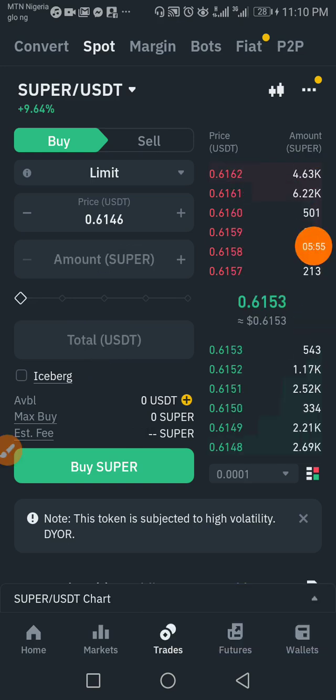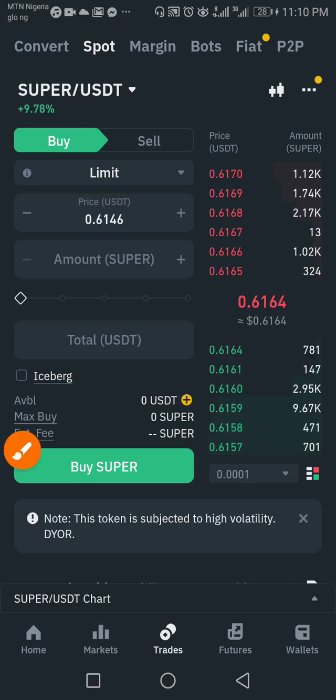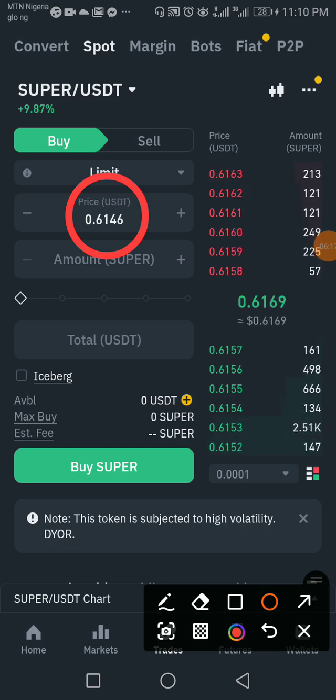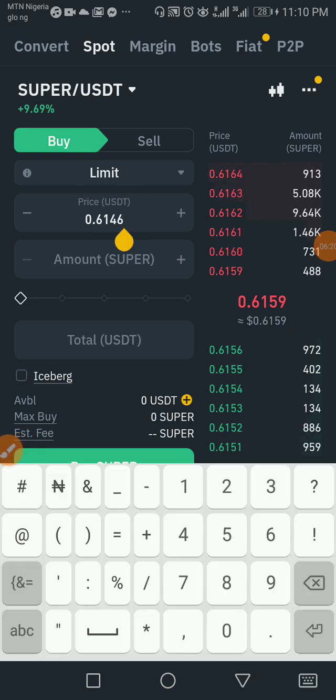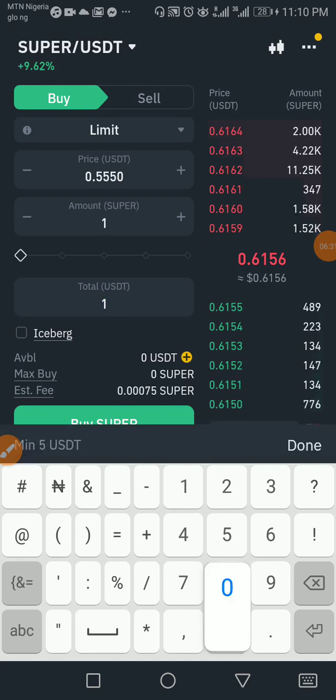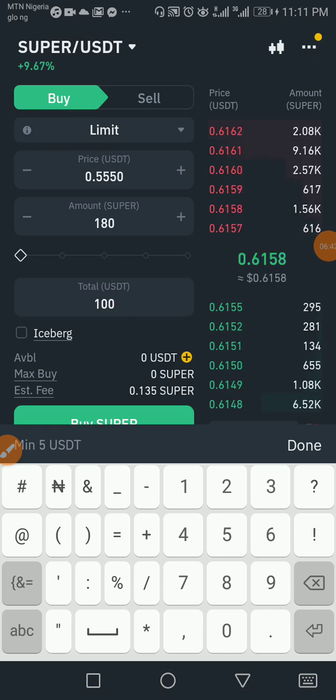So guys, typically what I just did was change the price per USDT. Let me indicate it for you to see. This price per USDT is where we are going to tamper with the numbers. When you place your trade at 0.5550, it will not execute. If you are to buy, for instance, an asset of 100 USDT, which is equivalent to 180 Super tokens, it will not buy until it gets to 0.5550 worth of value in USDT. That is when it's going to buy.